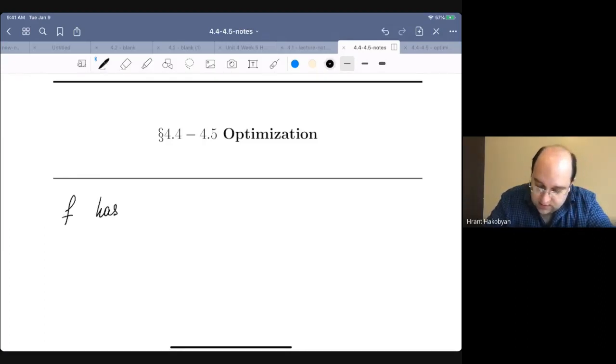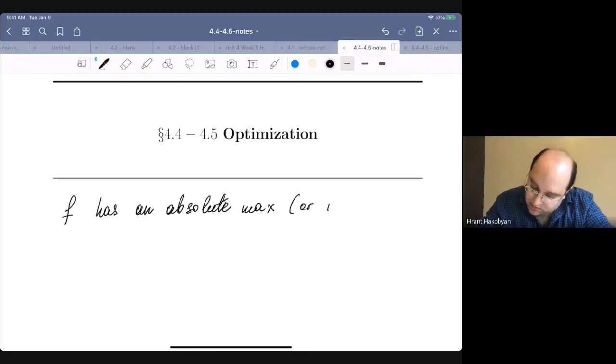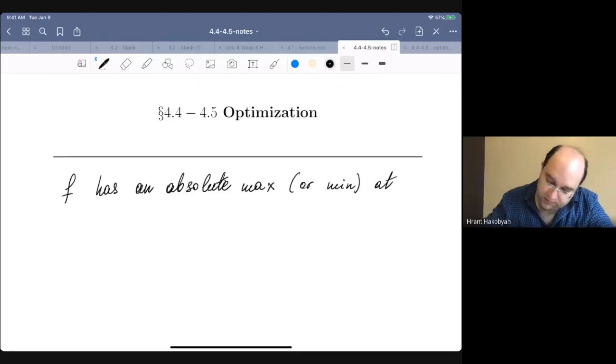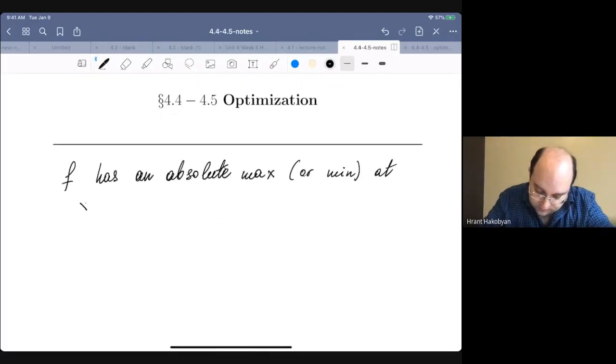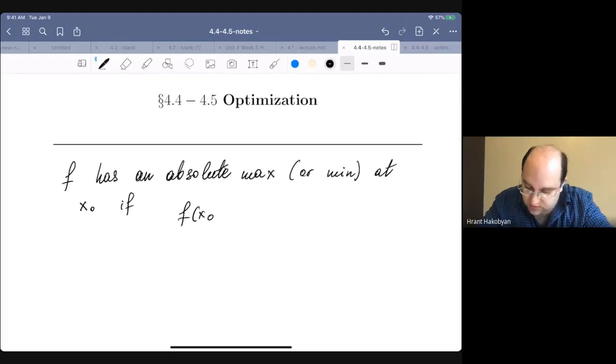has an absolute maximum, or minimum, at x naught if the value of the function, so f at x naught, is, so it's a maximum, so it's going to be greater than or equal than at any other point.